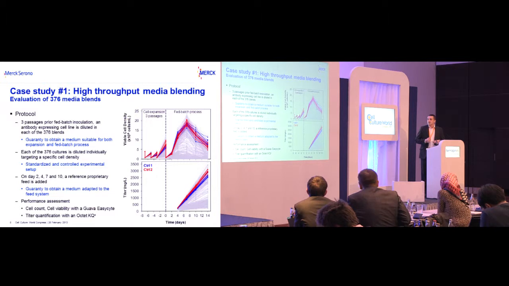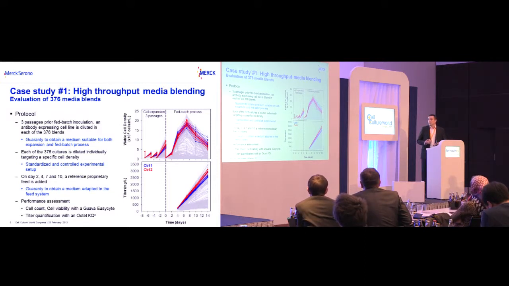This was done in 96 deep well plates, as I already said, and each culture was diluted after each passage to a targeted cell density. This was done to guarantee that the experiment is made as you will do it at larger scale. And for the fed batch process, on day 2, 4, 7, and 10, we added a reference proprietary feed. This was to obtain a medium that is really adapted to our feed system that we already have in place.